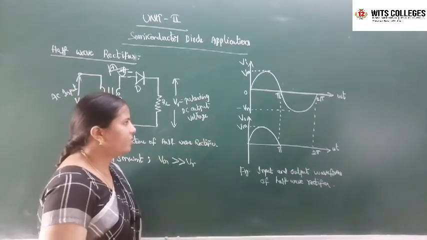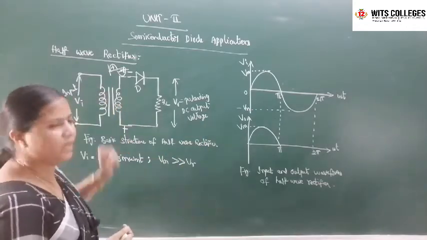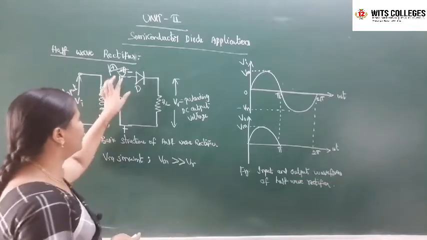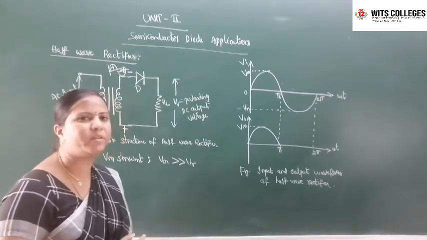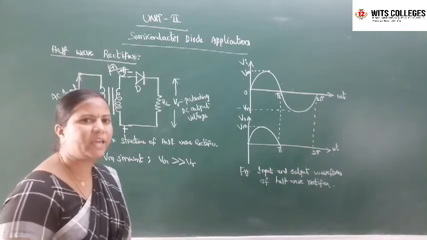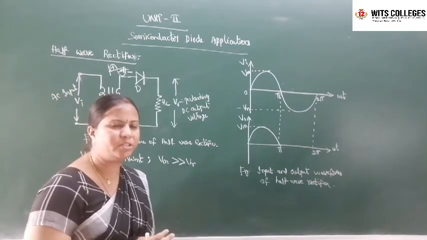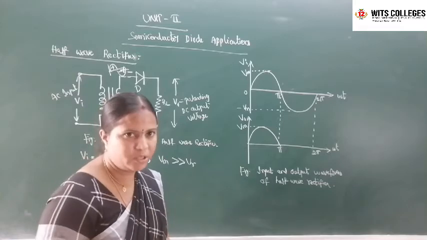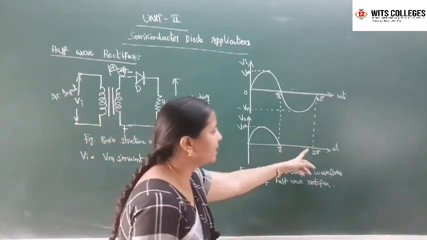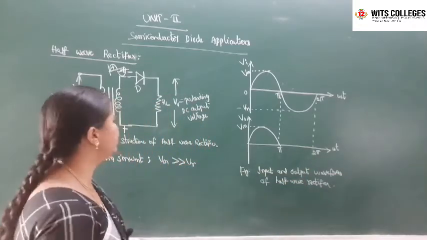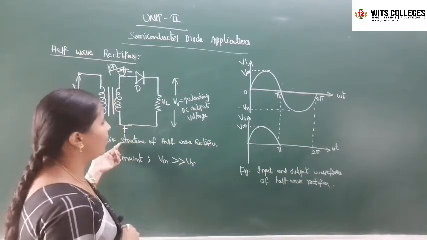During the negative half cycle of the AC input voltage, the terminal A becomes negative, B becomes positive. That means the diode is in reverse biased mode. It acts like an off switch, that is, the diode acts as an open switch. So then there is no flow of current through the resistor RL. You are not getting any output here. So this is the operation of the half wave rectifier.